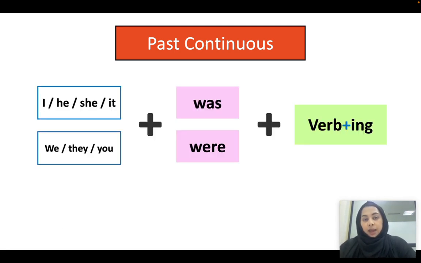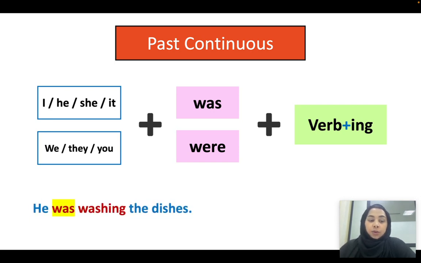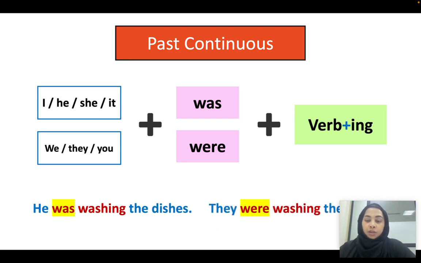To structure a past continuous, you would need to follow this format. I, he, she, it. If you use these, then you would have to use was, and then the verb ing. For example, he was washing the dishes. If you say we, they, you, then you would have to use were instead of was. For example, they were washing the dishes. Sorry, I'm in the picture, so you can't really see the full sentence.